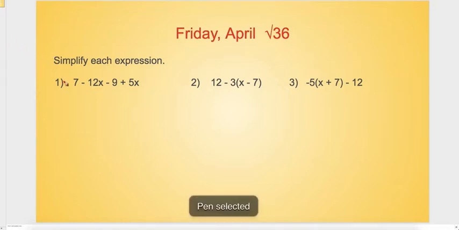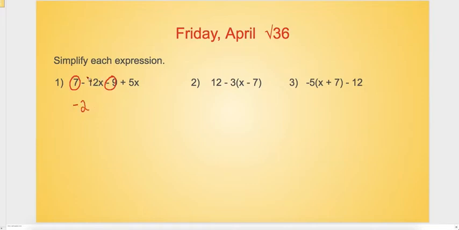So look at this first one. We have 7 minus 12x minus 9 plus 5x. The first number I see here is 7, and I also see another number, a 9, with a minus sign in front of it. So I have to do 7 minus 9, and 7 minus 9 is negative 2.